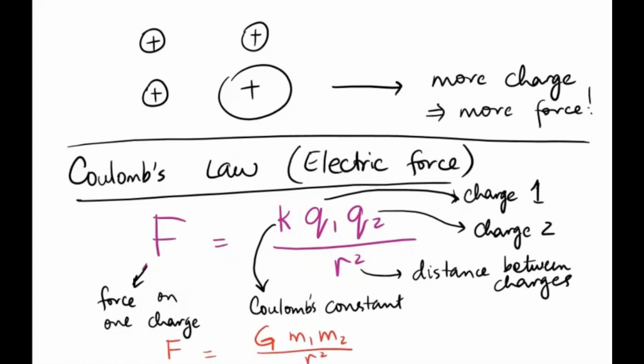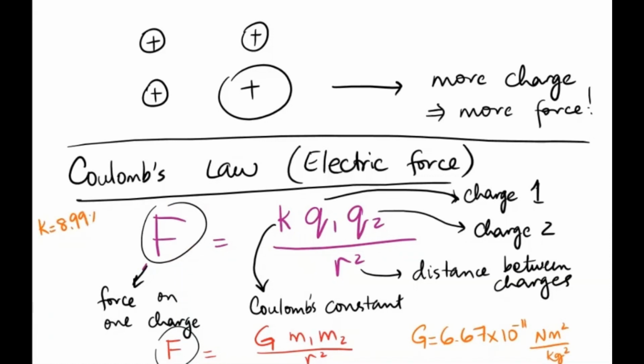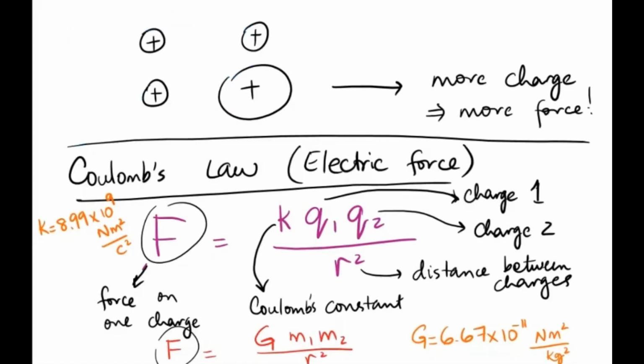The charges are replaced with the masses, and the constant is actually different. If I write down the value for G, we already know it's a really small number. But the electric constant, or Coulomb's constant, is a big number. It's times 10 to the power 9, and that's a huge number. That also helps us understand the strong electric force as compared to the weaker gravitational force.